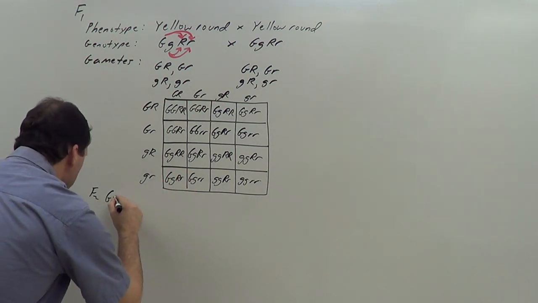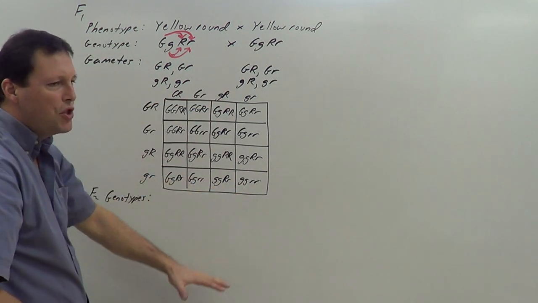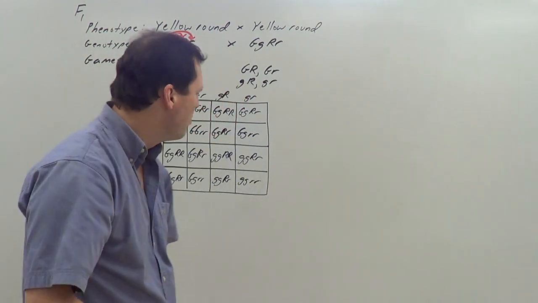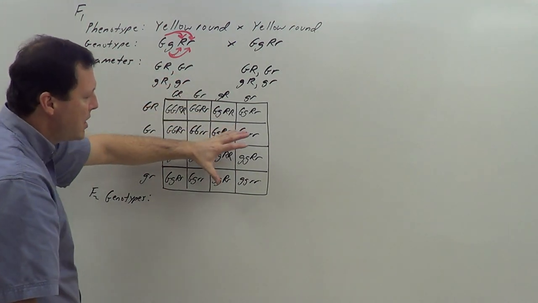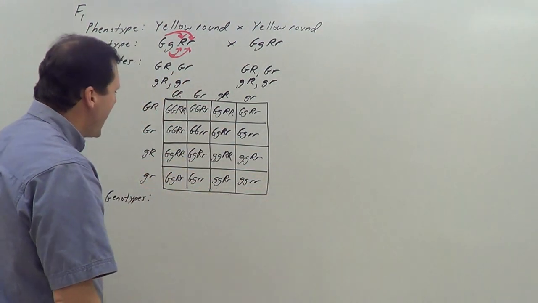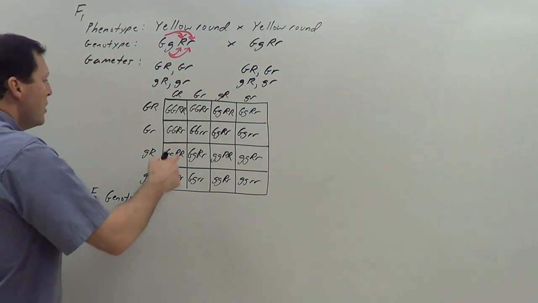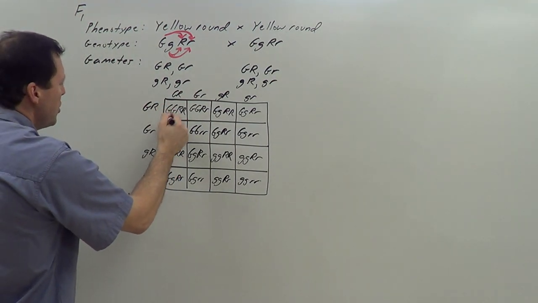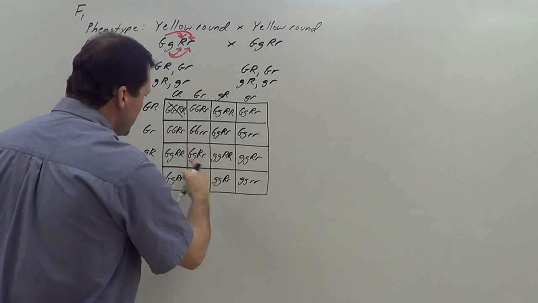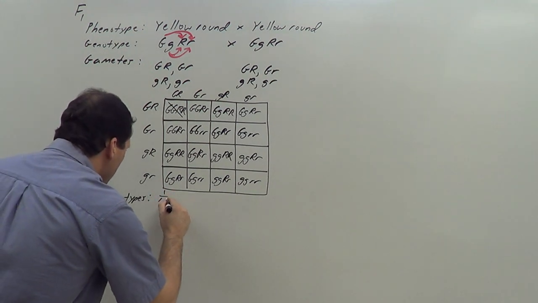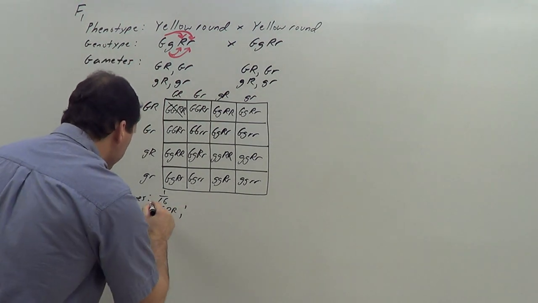So I'm going to write that down, F2. And I'm going to start with genotypes. I've got to summarize all these genotypes. And this is where organization is super important. I'm going to start in the upper left-hand corner and work my way down to the lower right-hand corner. And as I do this, I'm going to cross things off so I don't reuse them again by accident. So I'm going to start here. How many of these genotypes are there? Turns out that this genotype occurs once out of all 16. So 1 out of 16 is going to be capital G, capital G, capital R, capital R.